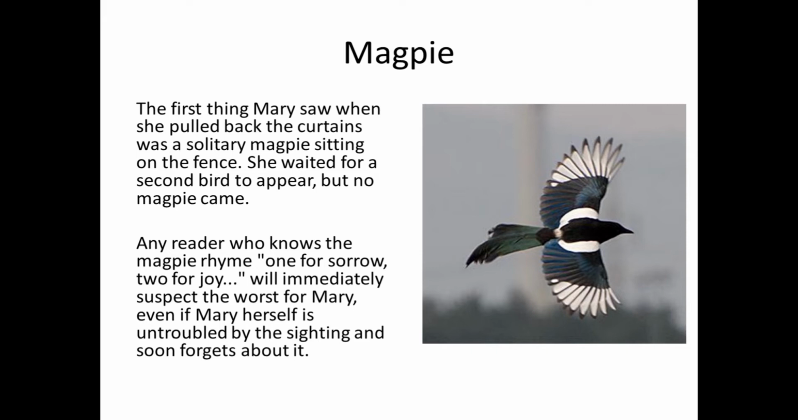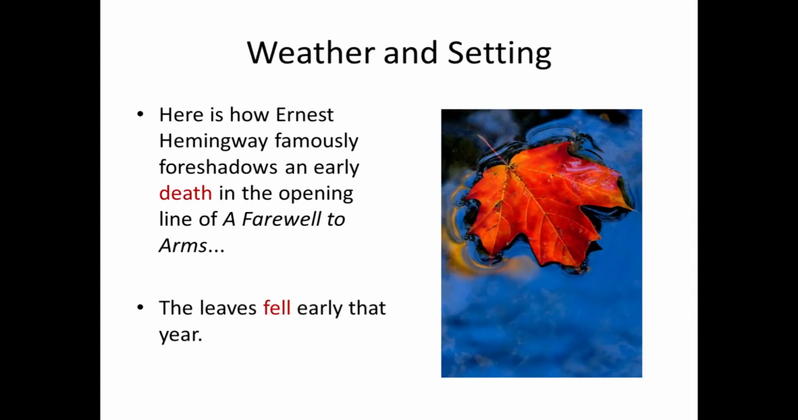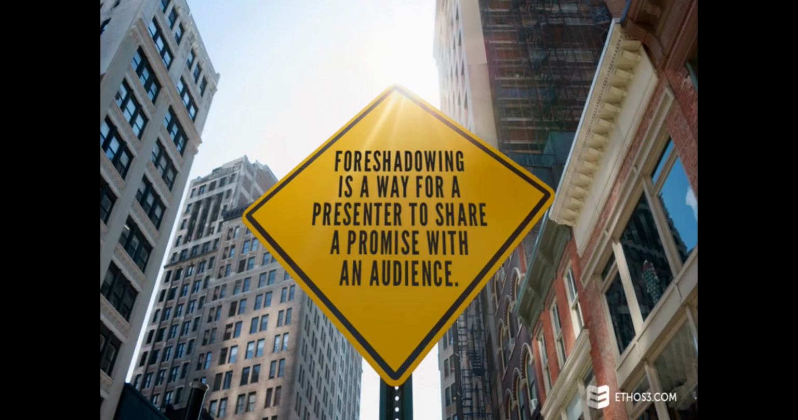And this is what's beautiful about foreshadowing. Not everybody will pick up on it, so it can be almost a secret code or a message between the writer and the reader. In terms of weather and setting, here's how Ernest Hemingway famously foreshadows an early death in the opening line of A Farewell to Arms. The leaves fell early that year. It's very simple, but it's very effective.